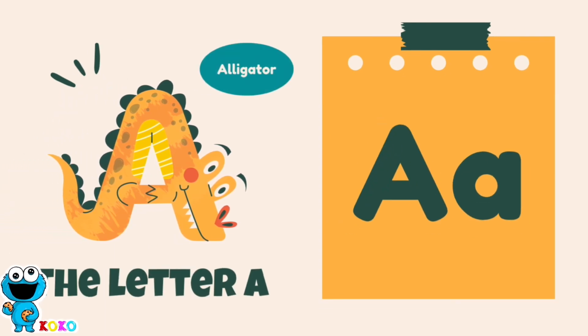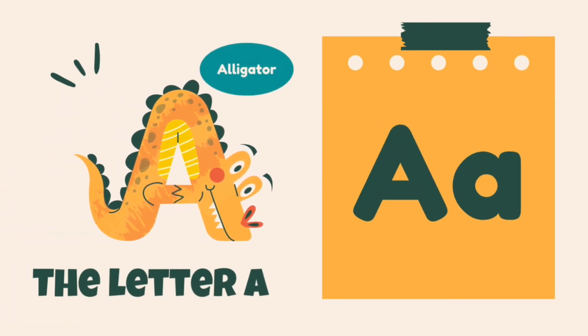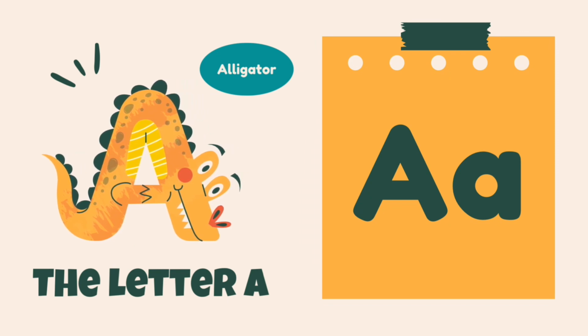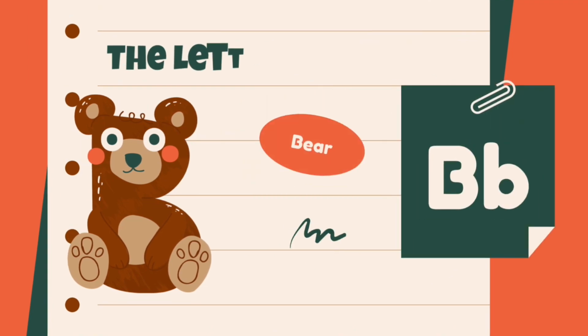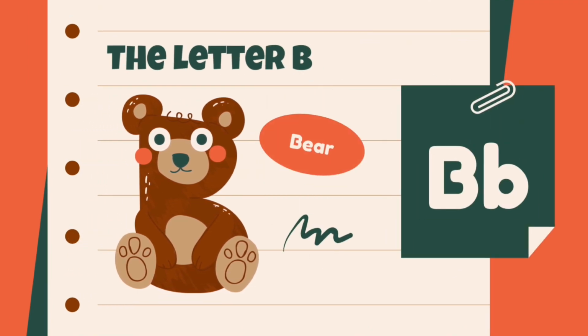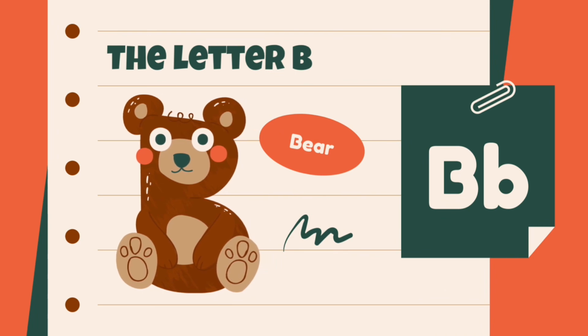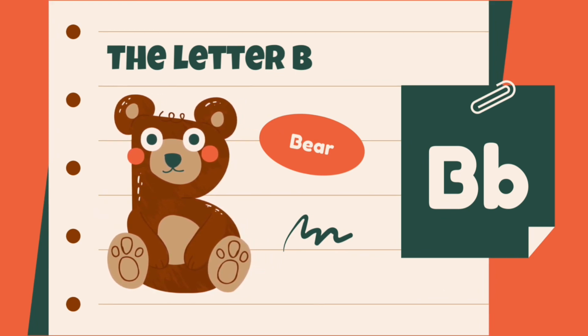A. This is letter A. A for alligator. This is letter B. B for bear.